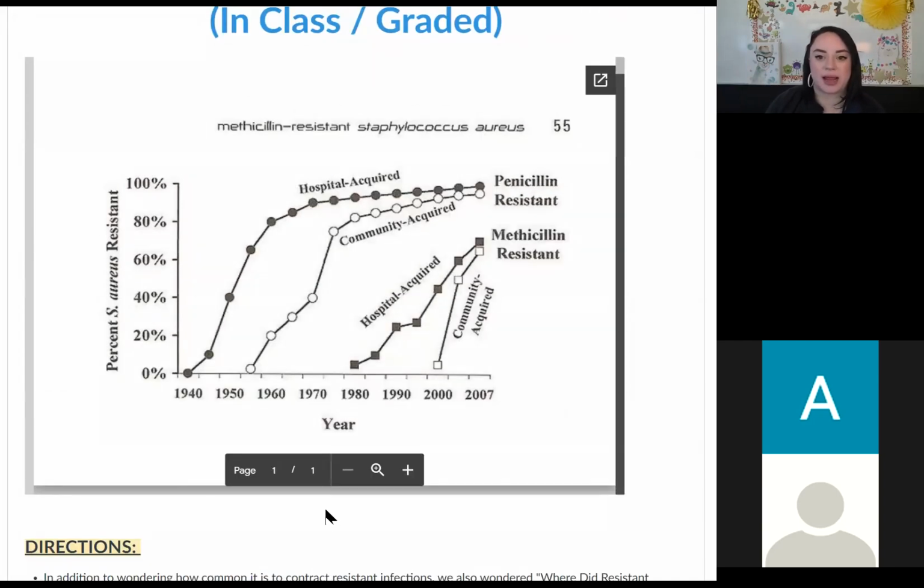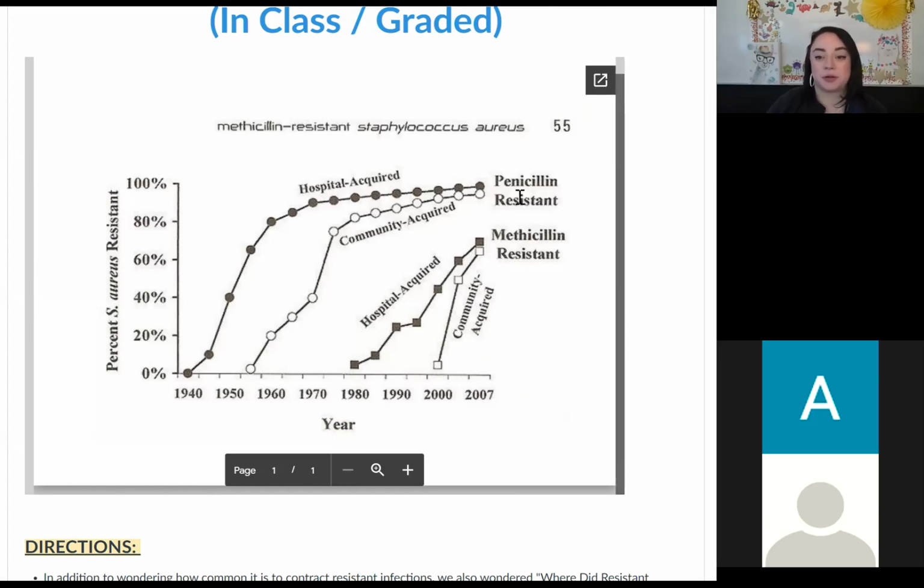So when I look at this graph here, what it's saying is from left to right over the course of time, it's showing the percent of that type of bacteria that are resistant to penicillin and the percent of that bacteria, so all the bacteria on the planet, that are resistant to methicillin. It then shows, okay, if that bacteria acquired its resistance and that infection that was resistant to penicillin or methicillin came from the hospital or the community.